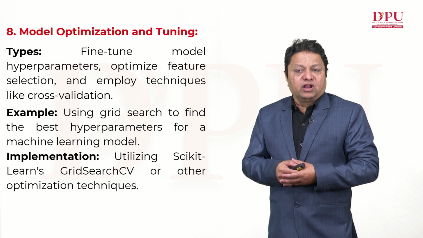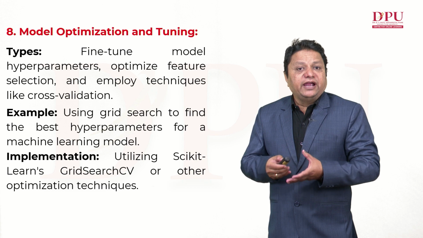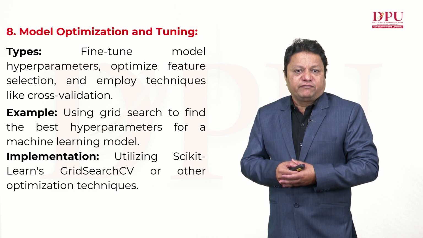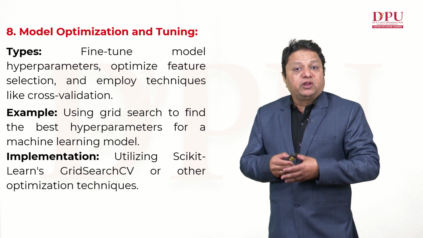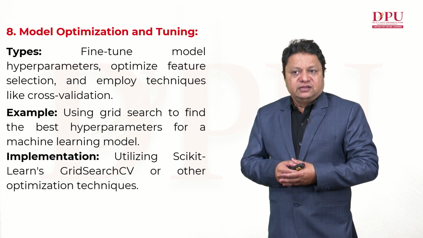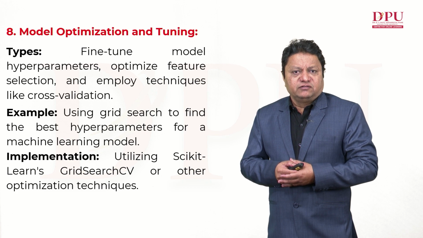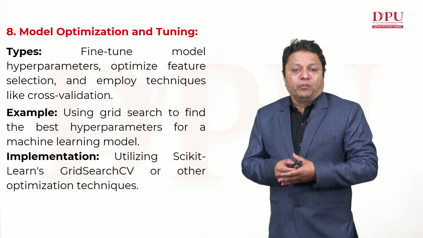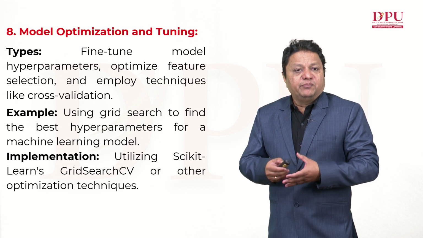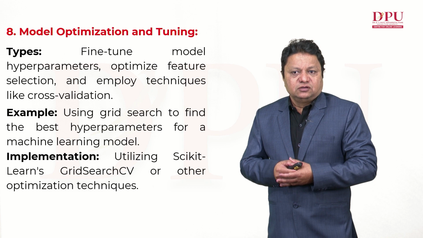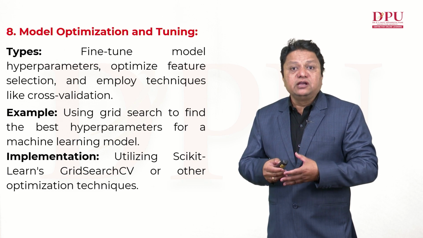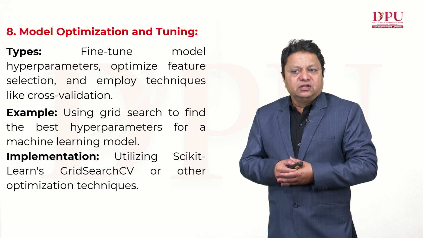The next step is the model optimization and tuning. So, fine tuning the model means here we are fine tuning the hyperparameters, we are optimizing the features, feature selections and employing techniques like cross validation. So, the cross validation technique is used in order to optimize your model. For example, using the grid search to find the best hyperparameters for a machine learning model or for machine learning algorithms. So, basically here I am using techniques like cross validation in order to optimize the hyperparameters.